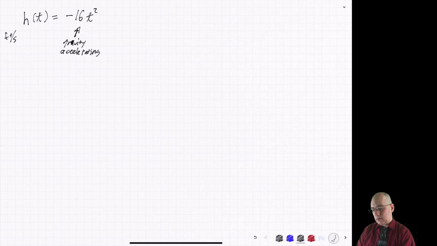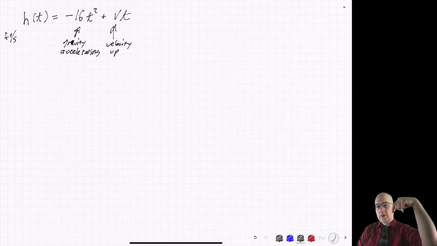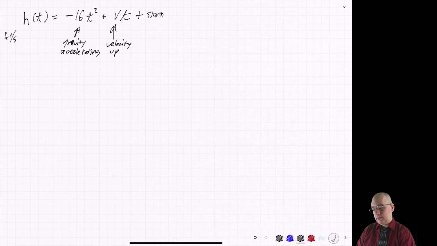And then we have kind of vt. This is the velocity up or down. If it's down, it goes negative. We've chosen, because we put a minus sign in front of the 16, down goes towards the Earth. And then plus starting height. Okay, so that's the basic height formula. And so this is height. That's why we have h.